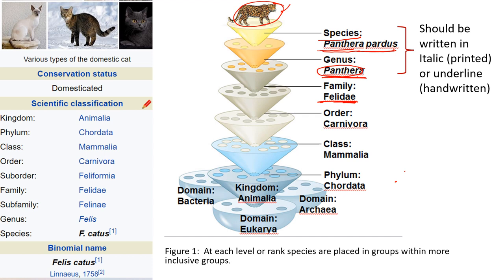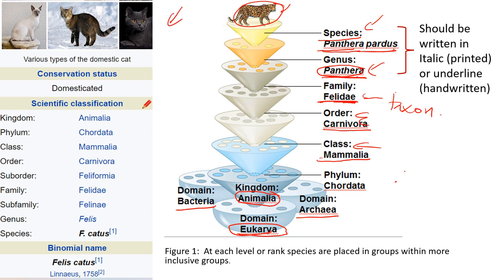The order for the leopard is Carnivora, the class is Mammalia, the kingdom is Animalia, and the domain is Eukarya. There are only three domains: Eukarya, bacteria, and archaea. At each level or rank, species are placed in groups within more inclusive groups. Each level here is called a taxon.